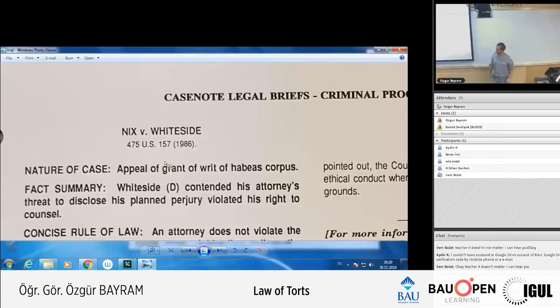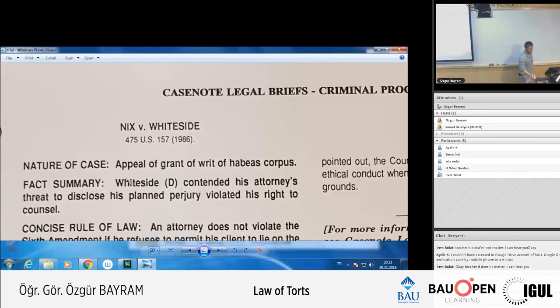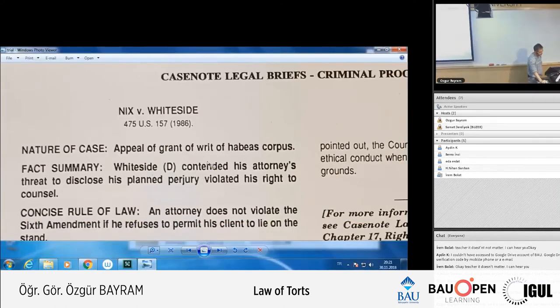So who is written first, the prosecutor or the defendant? Prosecutor is first, okay? And this is the case finalized, finished in 1986. This is the finish date. And this is just a document number, or nereden bulabileceğiniz, like çekmece, whatever. The database number. Nature of the case, this is an özet, a summary of what the case is about. Appeal for a grant, so the court will grant habeas corpus.